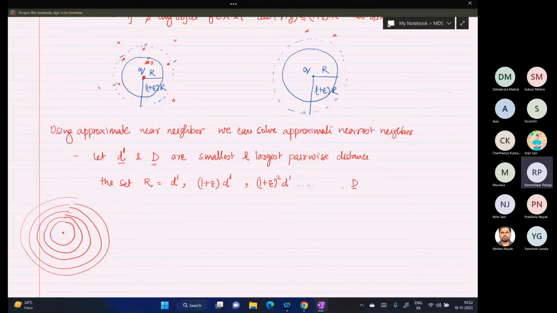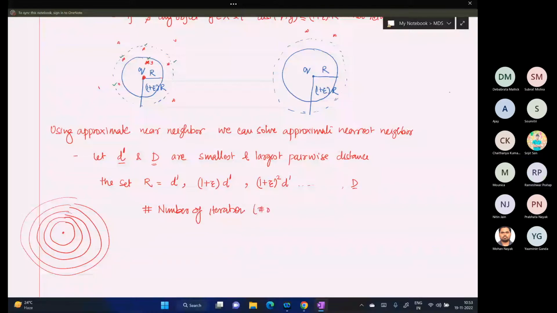So how many iterations do we need to do? You can see that we are forming a geometric series. How many terms will there be? That will determine the number of iterations. The number of elements will be on the order of log of D upon D prime, base 1 plus epsilon. You can verify this using the formula of the geometric series. And again, as I said, we run the algorithm for this problem, approximate near neighbor.